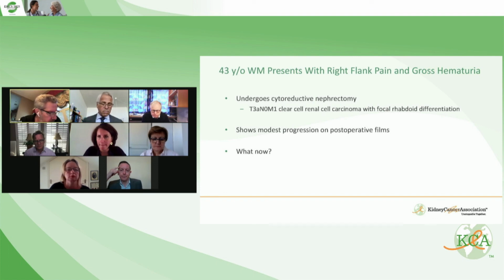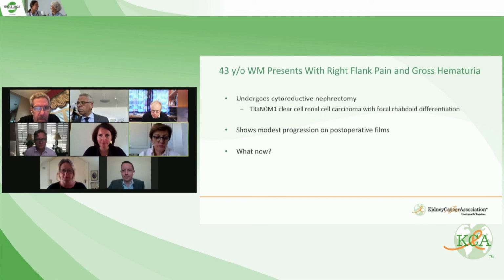Dr. Hammers? Yeah, Nivo-Ipi. Okay. Dr. Negre? Yes, we have the choice between Nivo-Ipi and Pembrolizumab, and I think according to especially the age of the patient, who is rather young, I propose Ipi/Nivo because I think it's the only hope for cure for him.